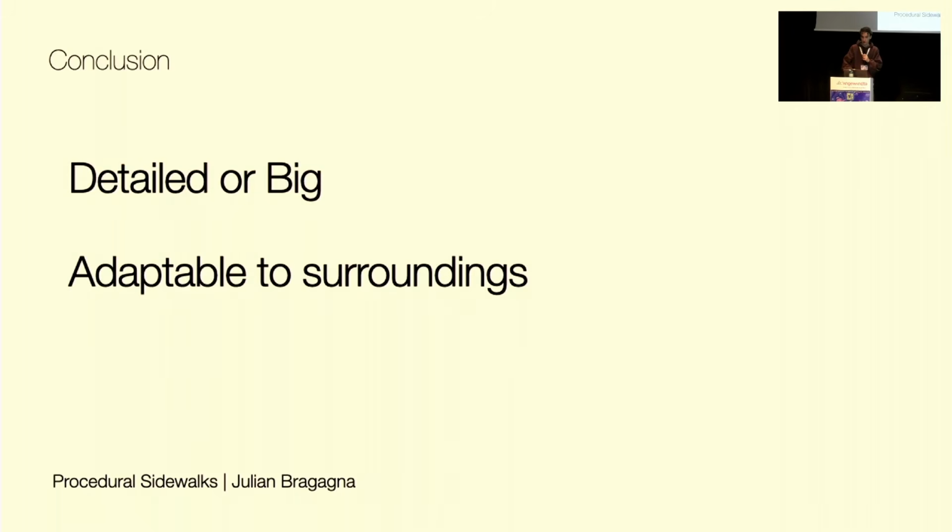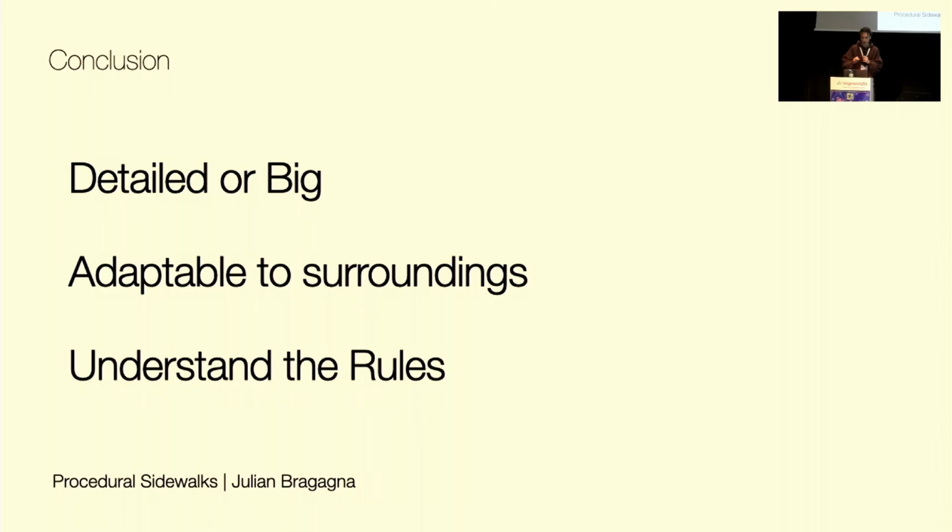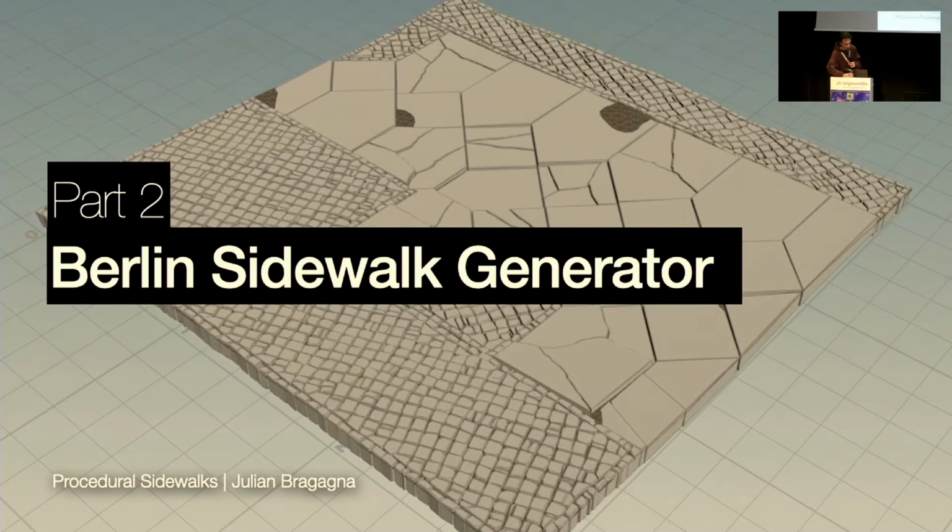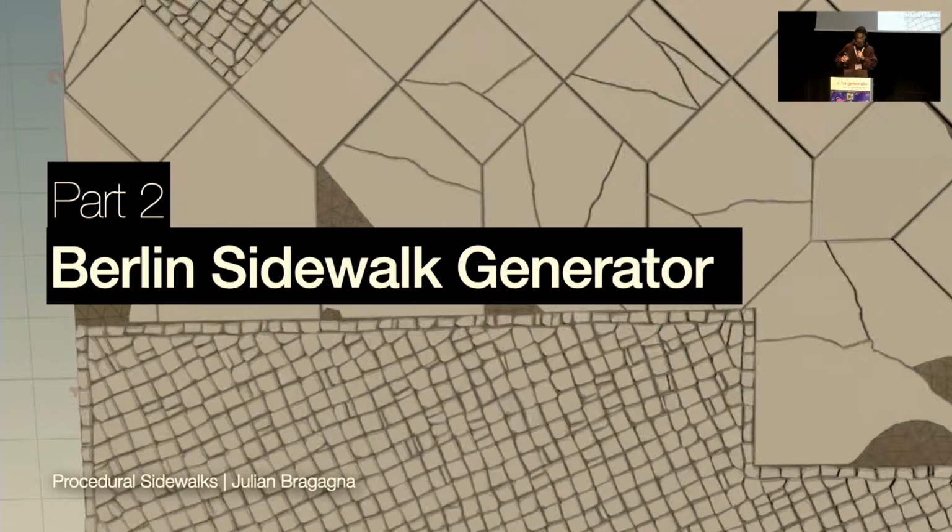So, to sum it up, procedural systems allow us to create things that are incredibly big or detailed, or both. They can be aware of their surroundings and adapt to them. And the key to unlocking this potential lies in understanding the rules of the thing you're trying to recreate. The better you're able to recognize and translate them, the more convincing your end result is going to look. All right, now comes the real thing.